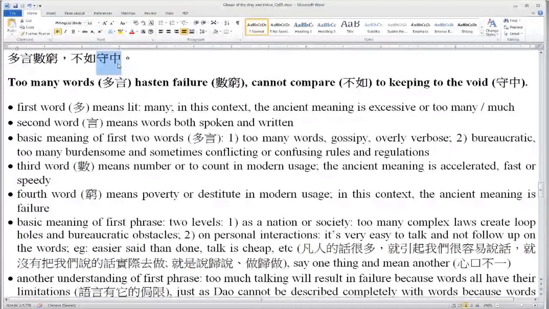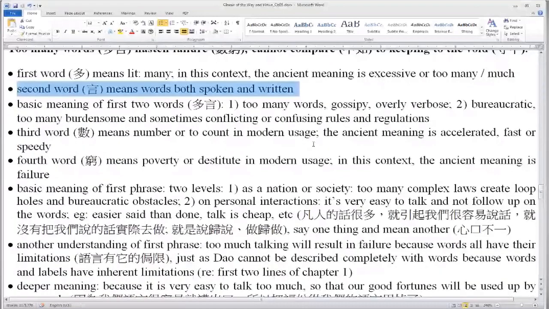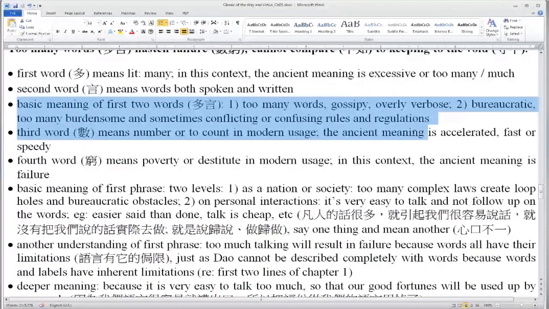So let's talk about the translation. 多言数穷, so too many words hasten failure, not comparable to keeping to the void. That's the translation of this phrase. The first word literally means many, but in this context, the ancient meaning is excessive. It's not just many; it's too many. The second word means words, spoken or written. So the first two words mean too many words, or too gossipy, or it could mean bureaucratic, burdensome, conflicting or confusing.